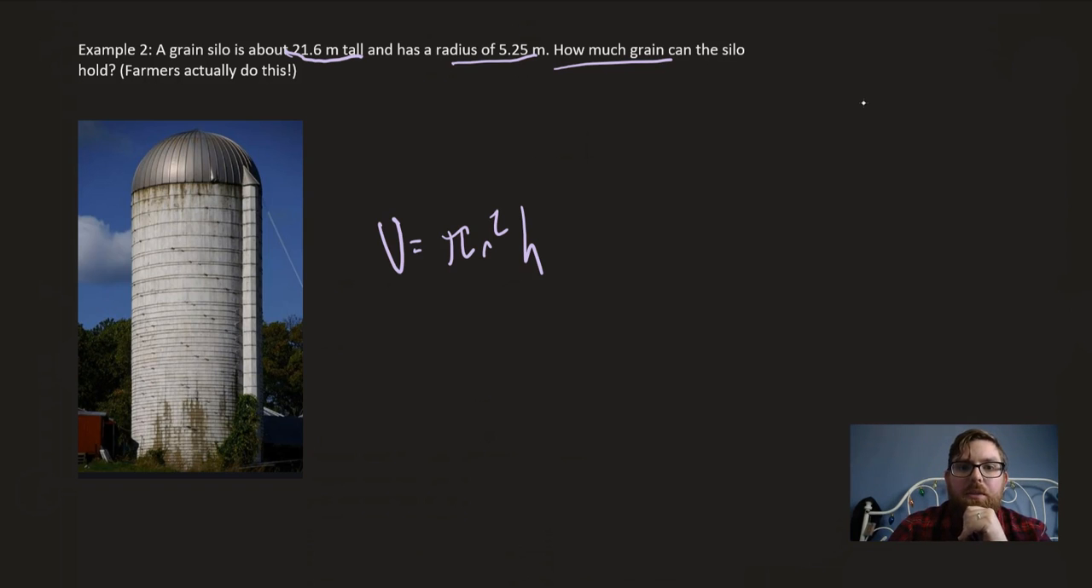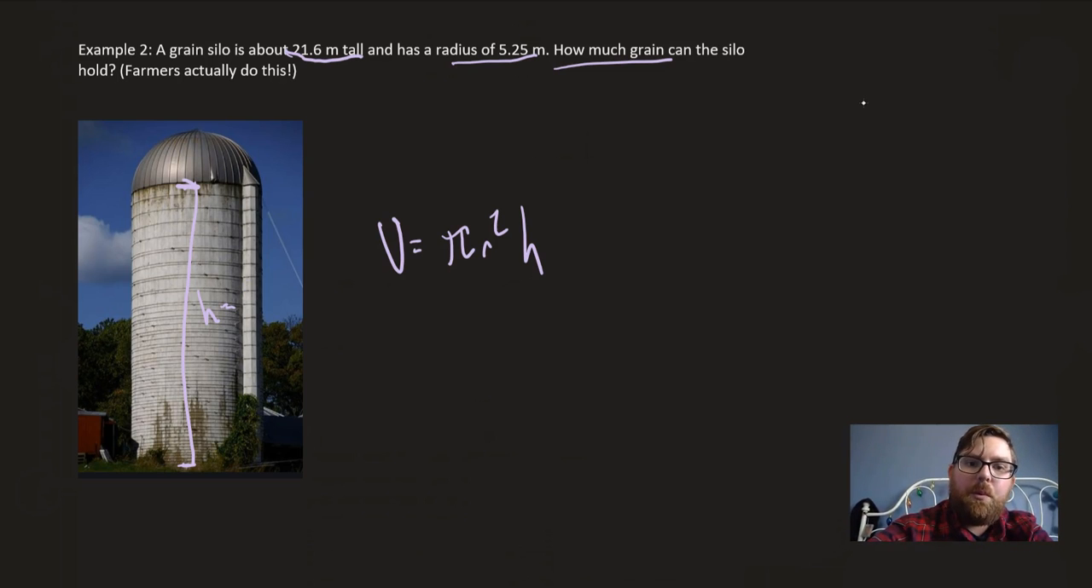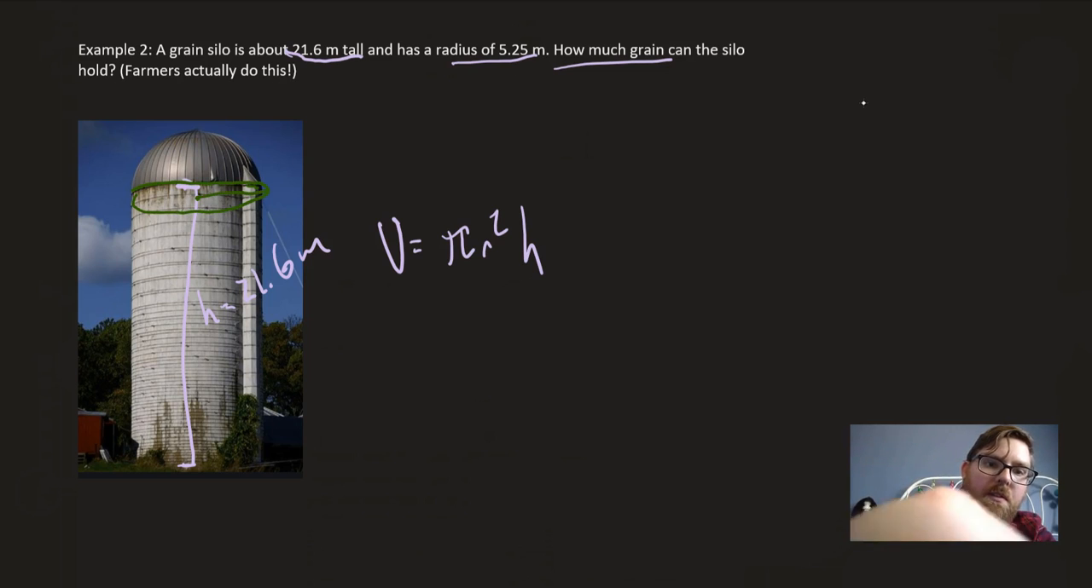Alright. So I have the height. The height is not going to be the dome part. And we're going to say the height is 5.25. No, it's not. It's 21.6. And then I also have the radius. You can't really tell from this one, it would look like that. So the radius is 5.25 meters.